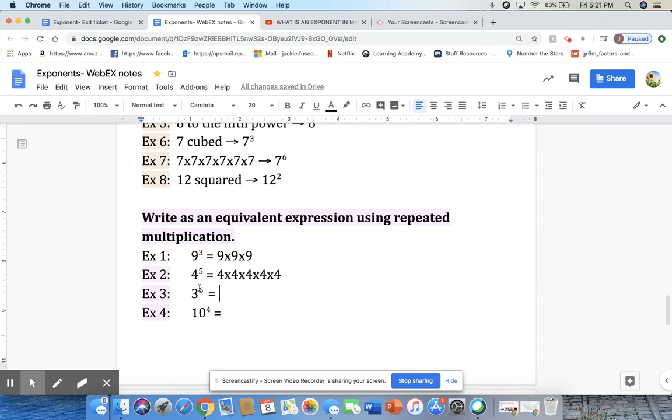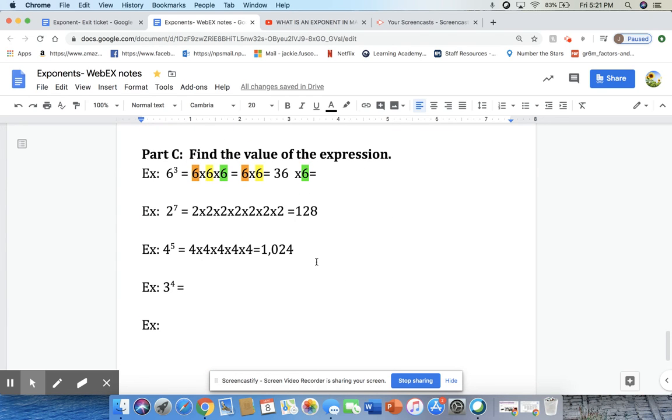The next one, 3 to the 6th power. 3 is my base, and it is being multiplied 6 times. So 1, 2, 3, 4, 5, 6 times. And 3 is my base, so 3 is the number that I'm multiplying. In the last example, 10 is my base, and I am multiplying 10 4 times. So 1, 2, 3, and 4.